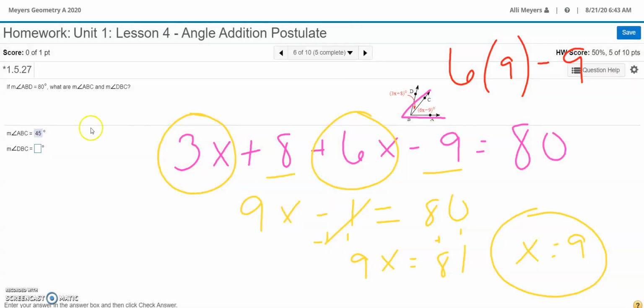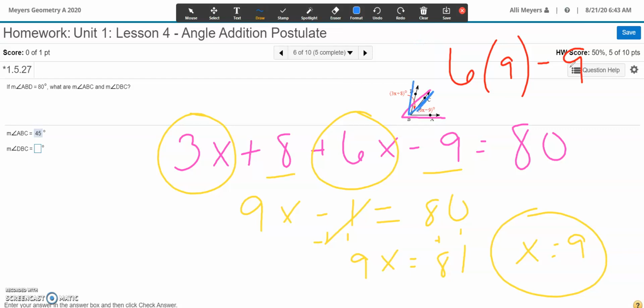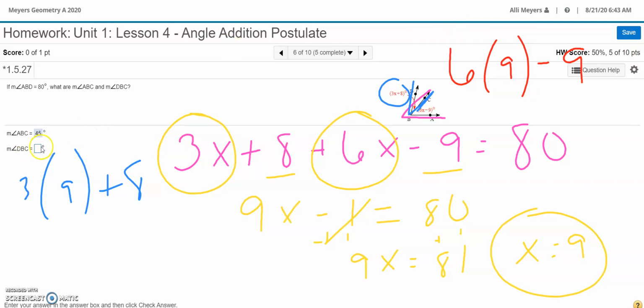And then it's probably going to ask me the other part. Yep, so the other part is DBC. So that's going to be DBC, this 3x plus 8. Okay, so whatever your x value is, just plug it in and then work that out. Again, use your calculators. Why wouldn't you? That's going to give me 35.